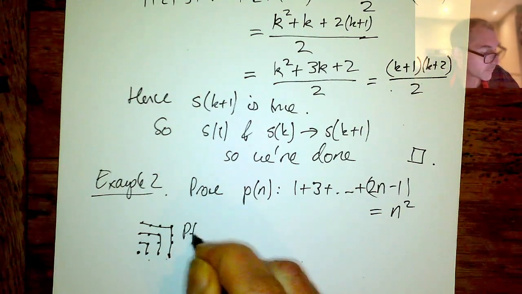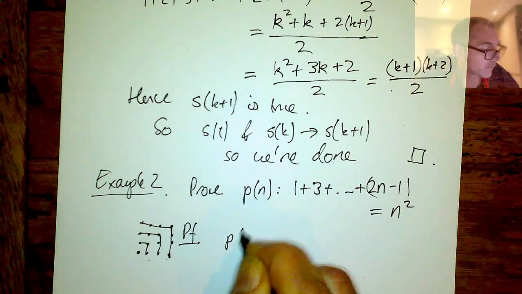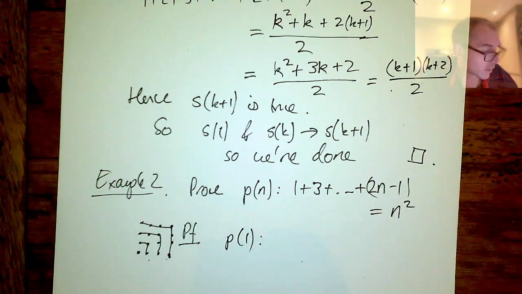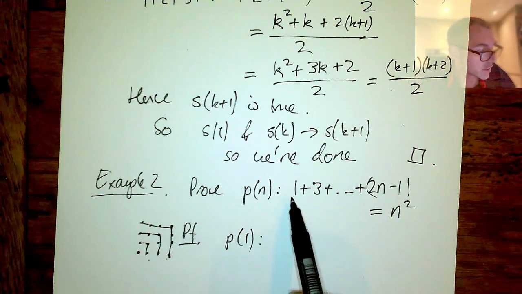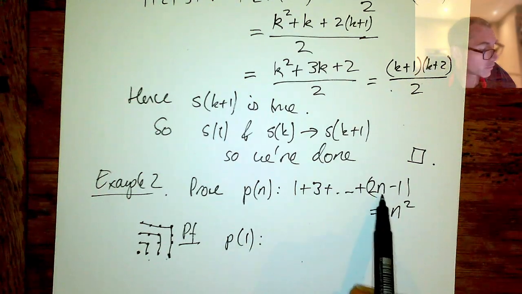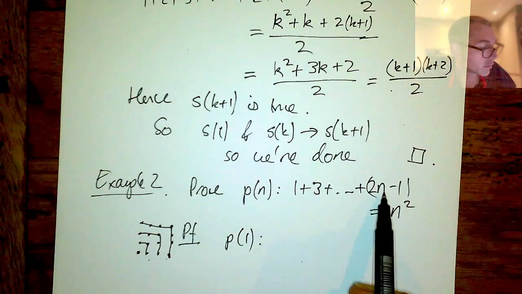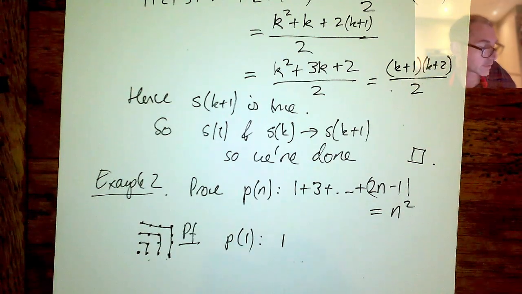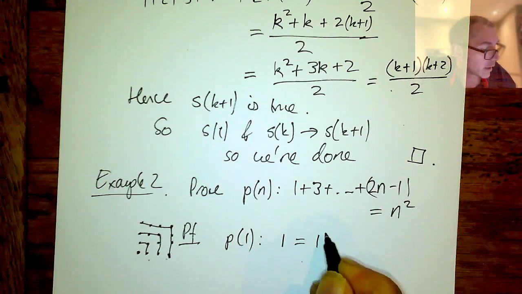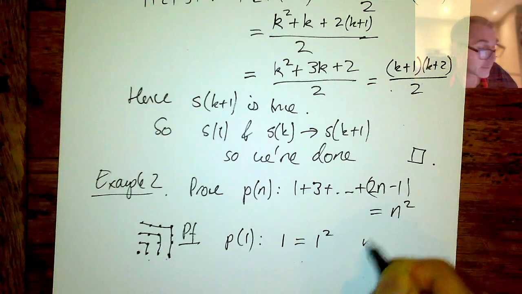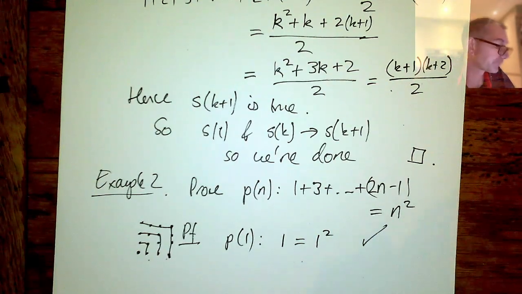So the proof. P of 1, we have to start with the basis of induction. What do I get on the left-hand side? Well, I'm adding up from 1 all the way up to 2 times 1 minus 1. Well, that's adding up from 1 to 1. So there's only one thing on the left-hand side. And that is equal to 1 squared. It's true. Okay.